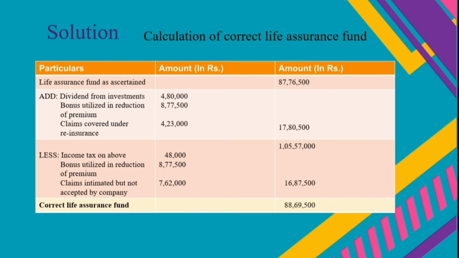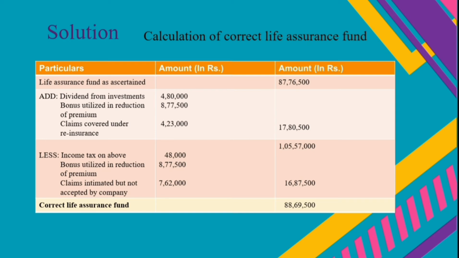The solution for the problem. For the calculation of correct life assurance fund, step 1 is life assurance fund as ascertained to be taken, that is 87,76,500. From this, the ignored items to be added and subtracted as per the format of correct life assurance fund.